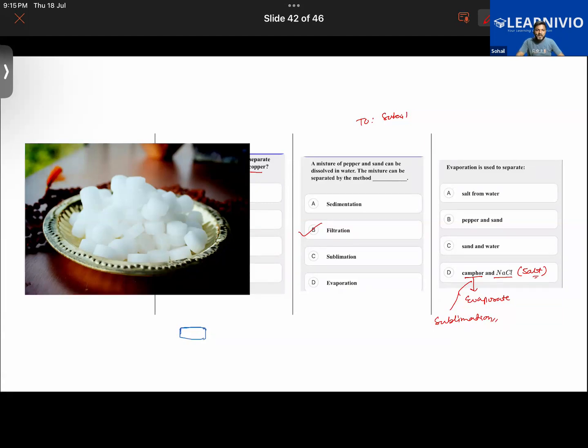Yes, sir. And sir, an important thing about camphor, does it dissolve on its own, or do you need to put any water or something? No, the camphor will not dissolve directly into water. It will simply evaporate. It will do sublimation. It will convert into gas.